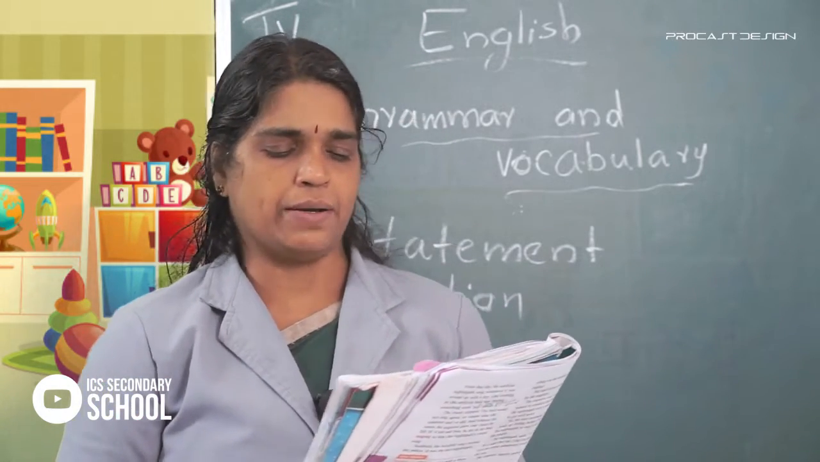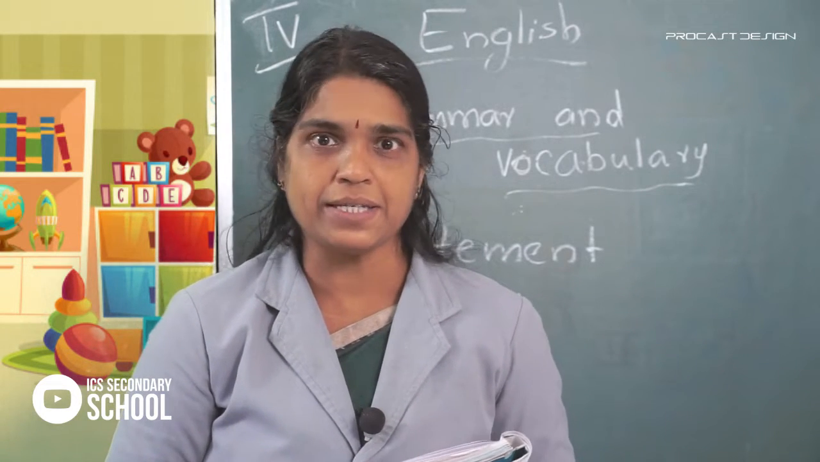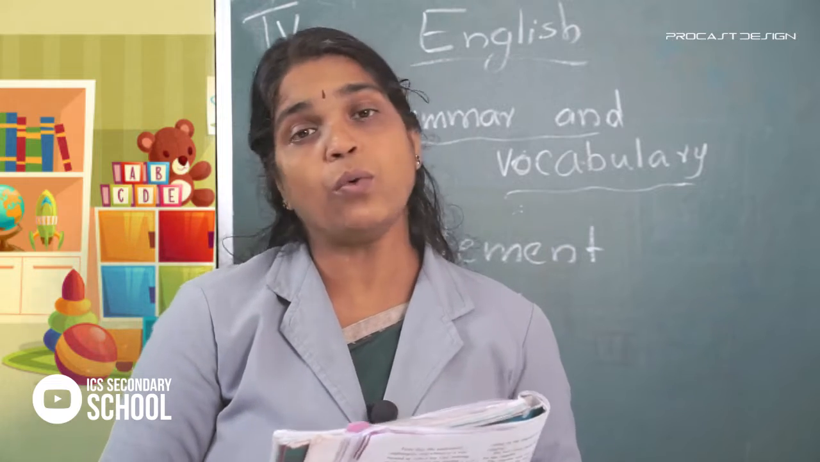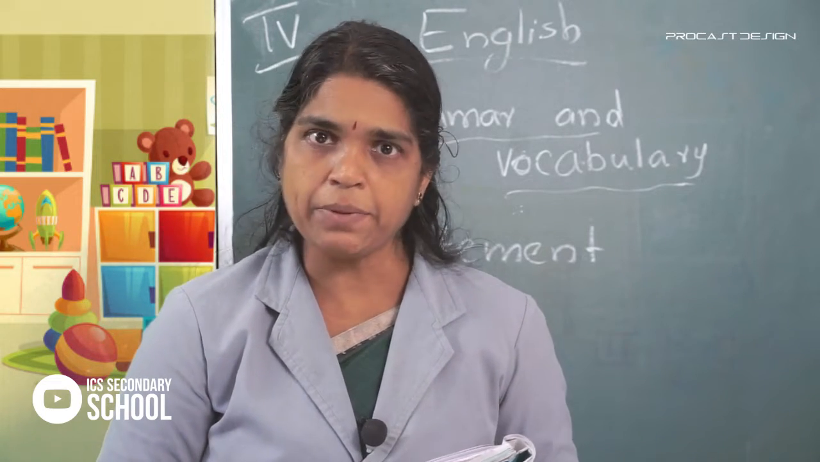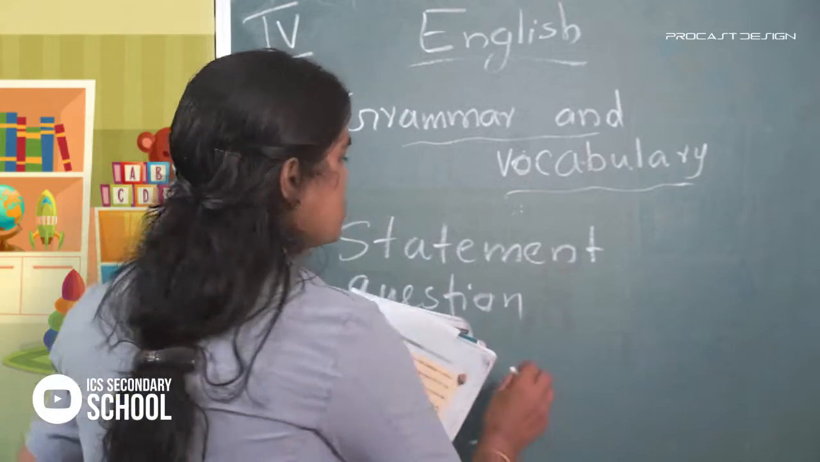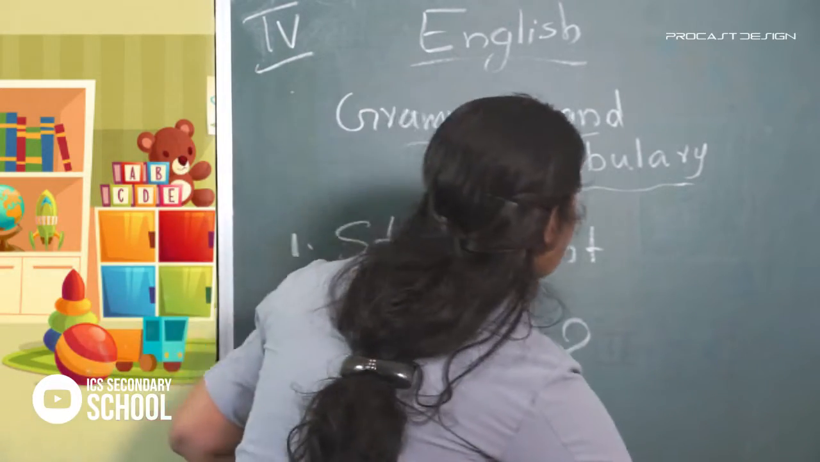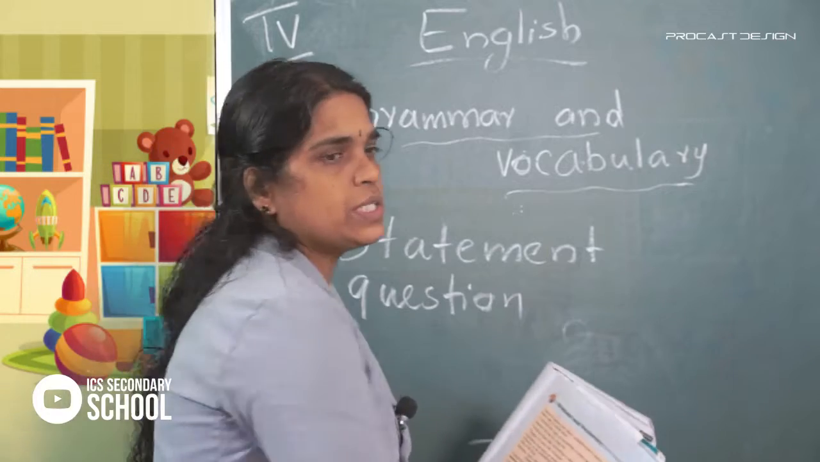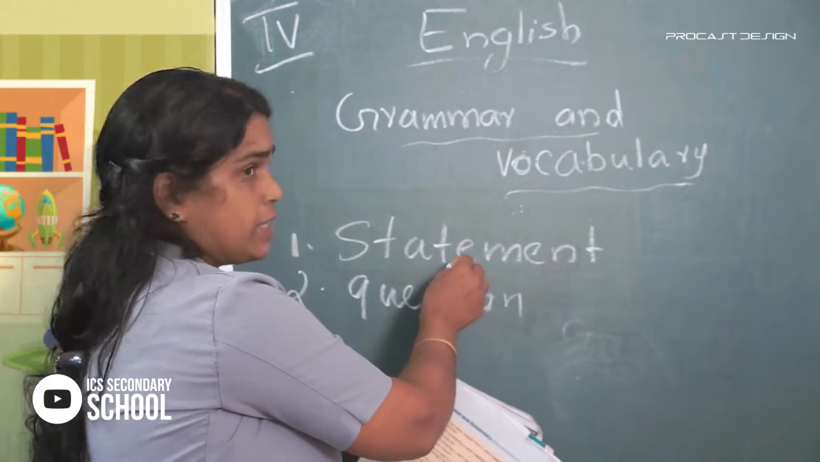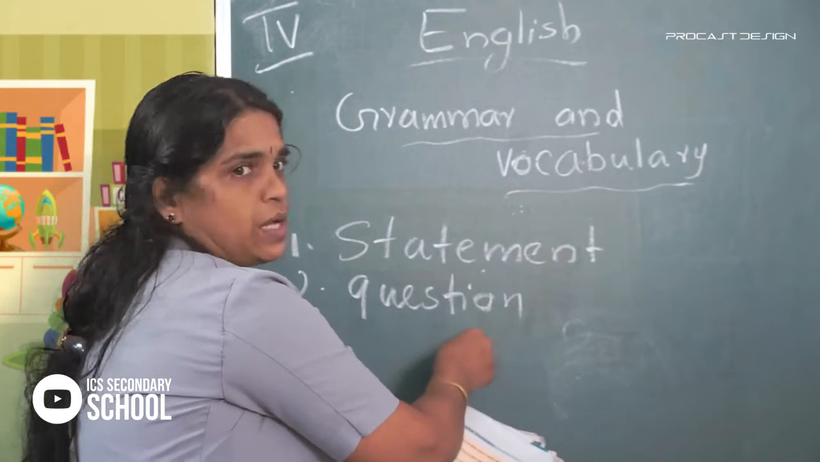Example. Can you ride a bicycle? This is a question. Where are you coming from? How old are you? What's your name? These are questions, and they end with a question mark. So we have studied two things: statement and question. A sentence can be categorized as statement, question.